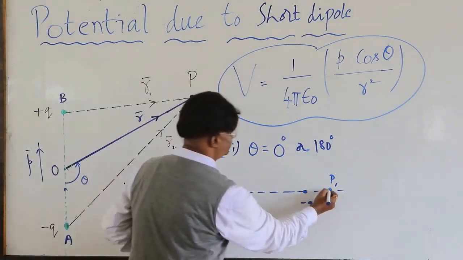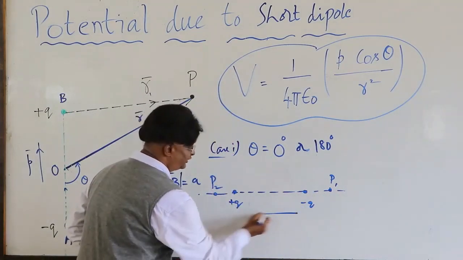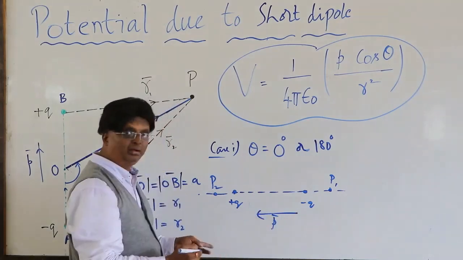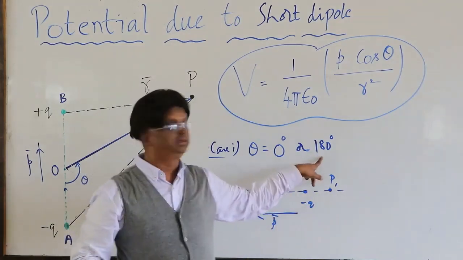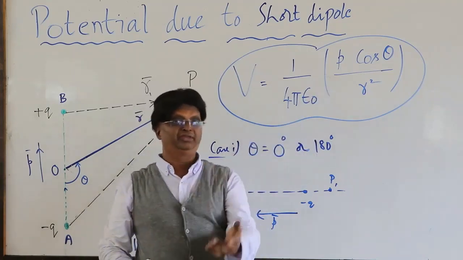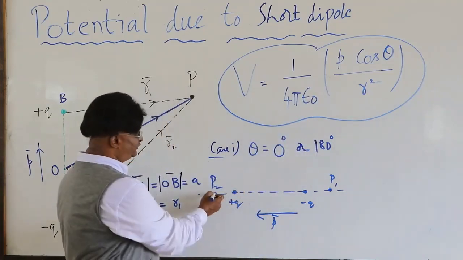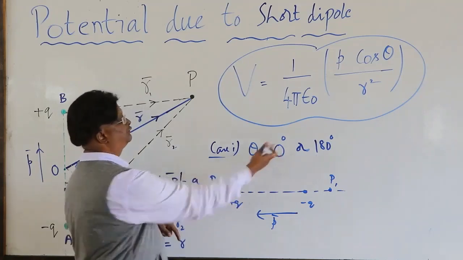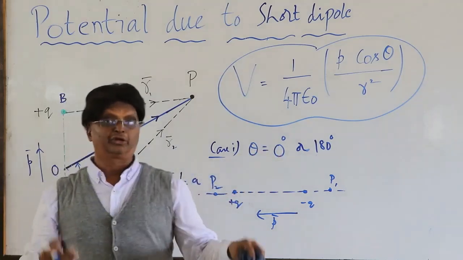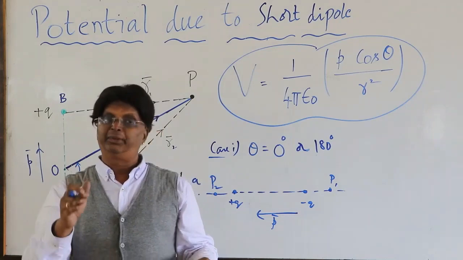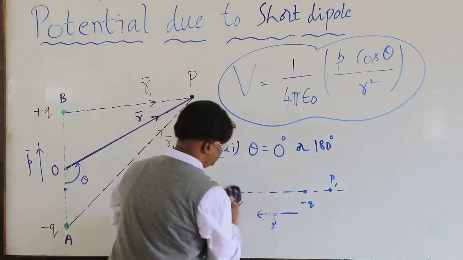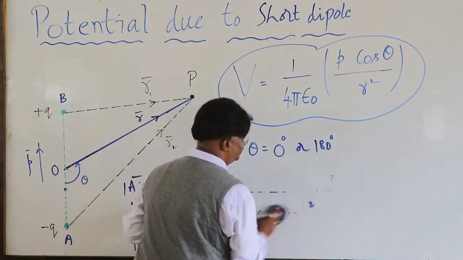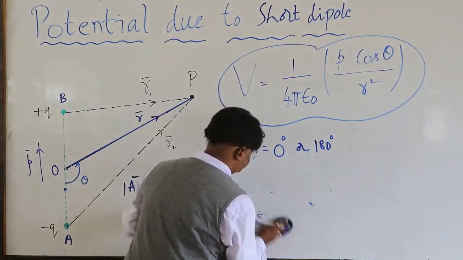Now for point P1, because this is the vector I have taken, this is P bar. Look at this point P1, I will take this angle as 180 degrees, then cos 180 becomes minus 1. Whereas for this point P2, this angle theta is equal to 0 degrees, then cos theta is equal to 1, which makes a difference in the positive potential and negative potential. And what is the meaning of the positive potential, negative potential? Let us see here with respect to dipole.